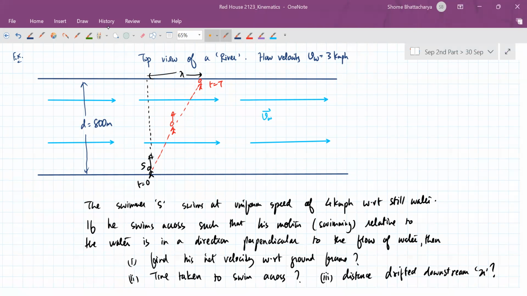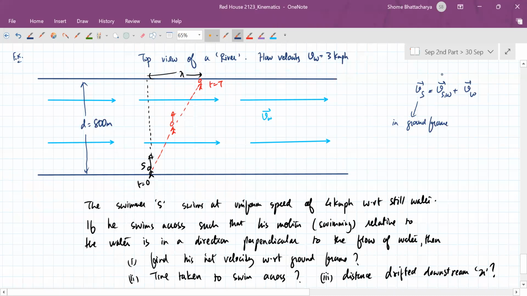Just try to understand the question and see how you can use vector analysis to again understand this application, that the velocity of the swimmer in the ground frame should become the velocity of the swimmer with respect to still water plus the flow velocity. This is in ground frame. This is with respect to the still water. This is the flow velocity. Yes, very good, Adinath.